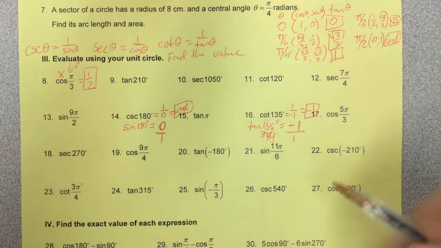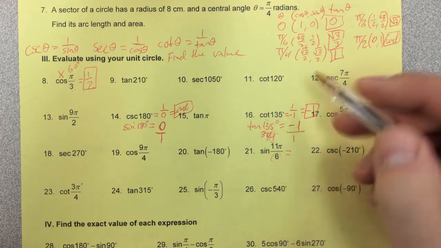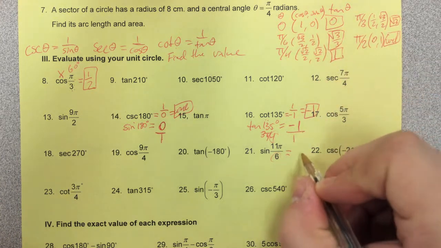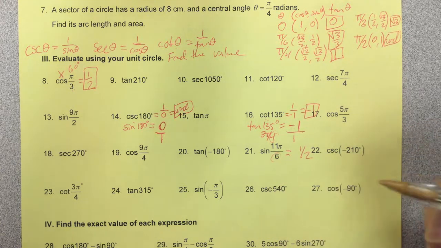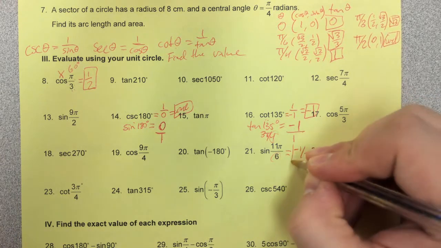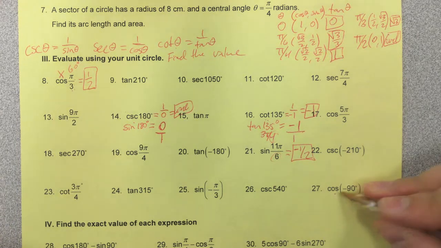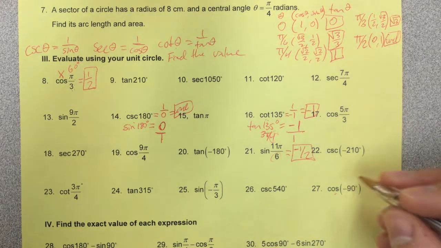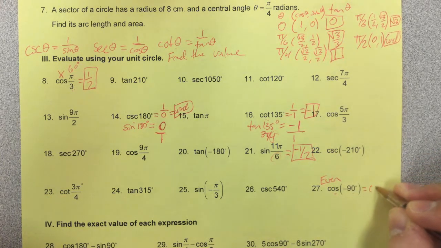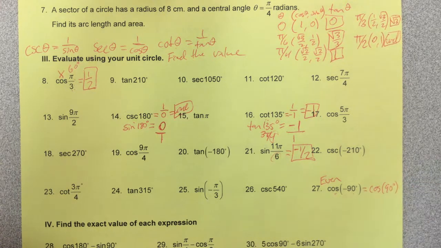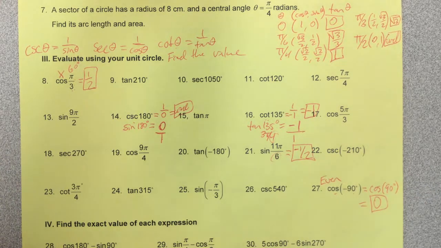Let's see. Sine of 11 pi over 6. Let's just do the random one right below it. It's the over 6 family, and the sine would be the y coordinate, so it's going to be 1/2. But then 11 pi over 6 is in the fourth quadrant, and sine is negative there, so we'll go ahead and make it negative 1/2. Let's see. How about cosine of negative 90? What's nice about cosine is it's even. So that means that cosine of negative 90 is the same thing as cosine of positive 90. That's what I like about cosine. Okay, so cosine of positive 90 is actually 0. So it's going to be 0.